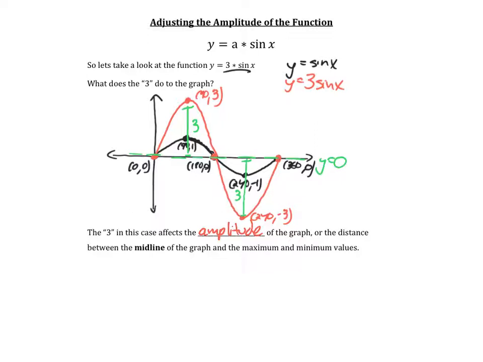Okay, I'm going to draw a little arrow here and say it always has to be positive. When we talk about the amplitude, amplitude's a distance, so it always must be positive. So just keep that in mind, and it's the distance between the midline and the max or min.